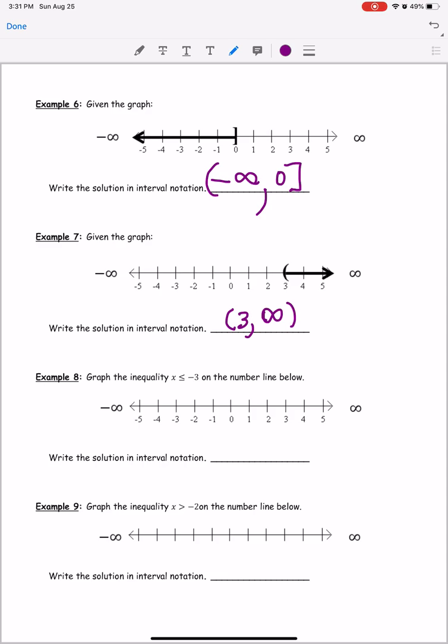Okay, so now starting at example 8, we need to graph this and then write this in interval notation. So we got a two-parter. So x is less than or equal to -3. So use this as an arrow. It's pointing this way. So at -3, we're pointing that same direction. And then because it's got this bar under it, that means it's a bracket.